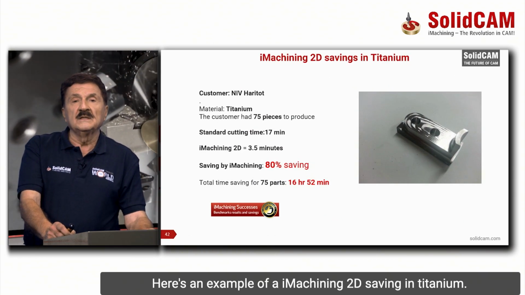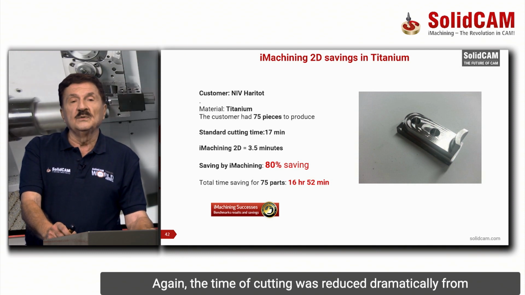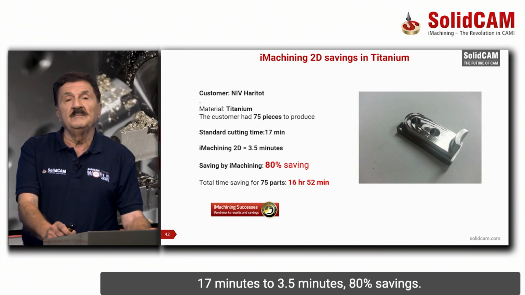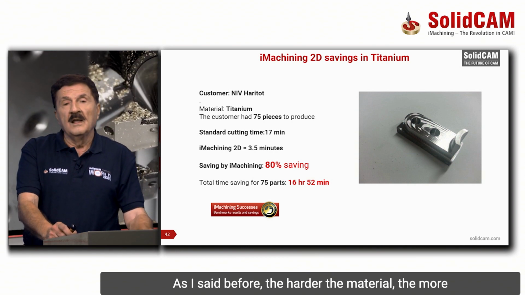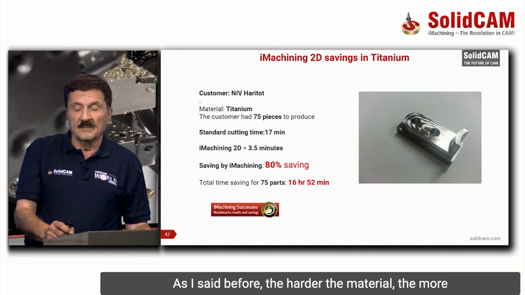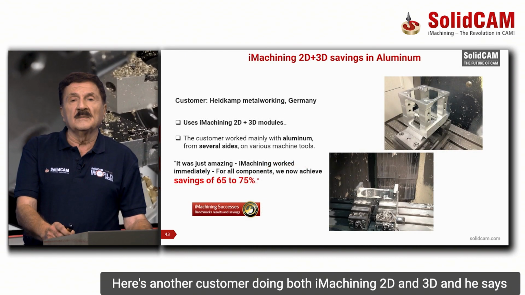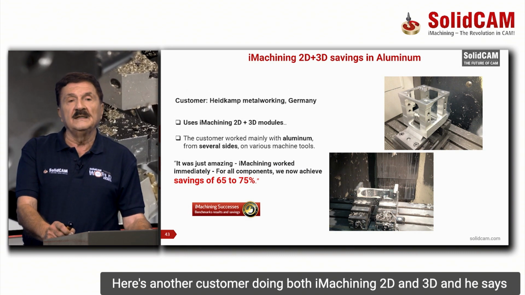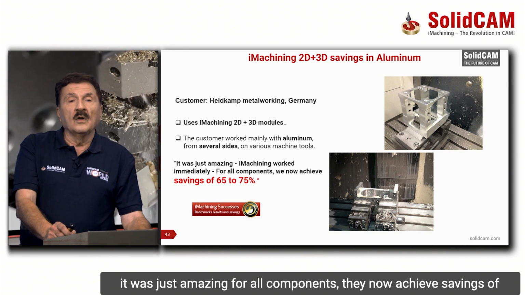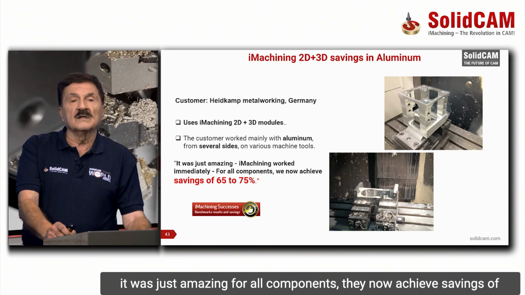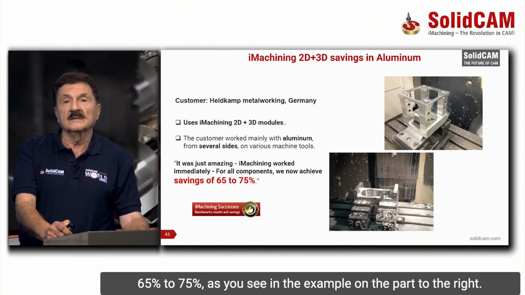Here is an example of iMachining 2D saving in titanium. Again, the time of cutting was reduced dramatically from 17 minutes to 3.5 minutes. 80% saving. As I said before, the harder the material, the more savings is provided with iMachining. Here's another customer doing both iMachining 2D and 3D, and he says it was just amazing. For all components, they now achieve savings of 65 to 75%, as you see in the example here on the part to the right.